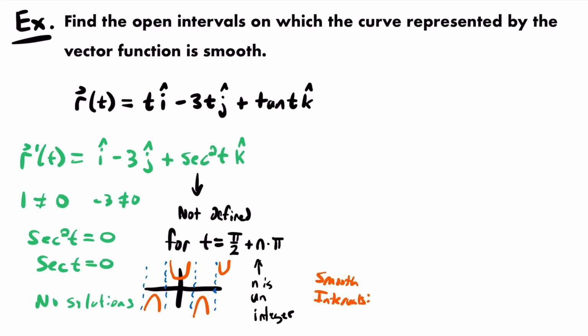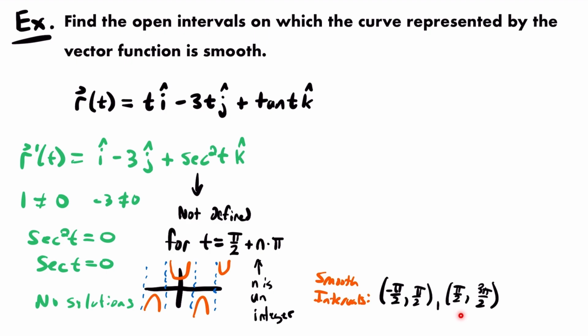But all the values of t in between there are going to be fine. So one example of a smooth interval would be from negative pi divided by 2 to pi divided by 2. That would be fine. Another example would then be from pi divided by 2 to 3 pi divided by 2. All right, you just don't include any of those angles where that z component would be undefined.